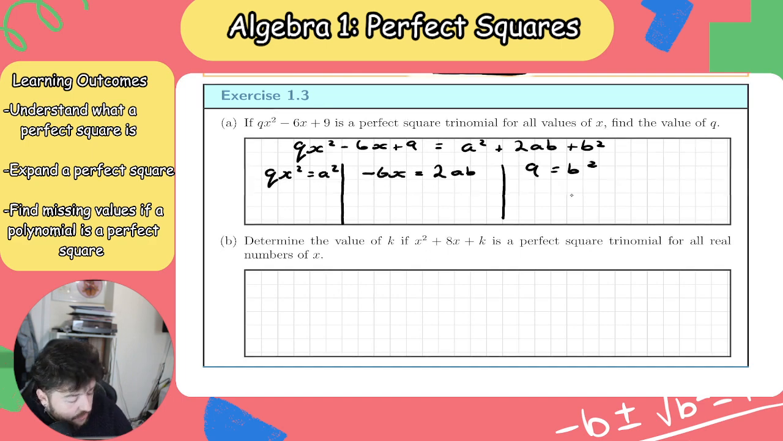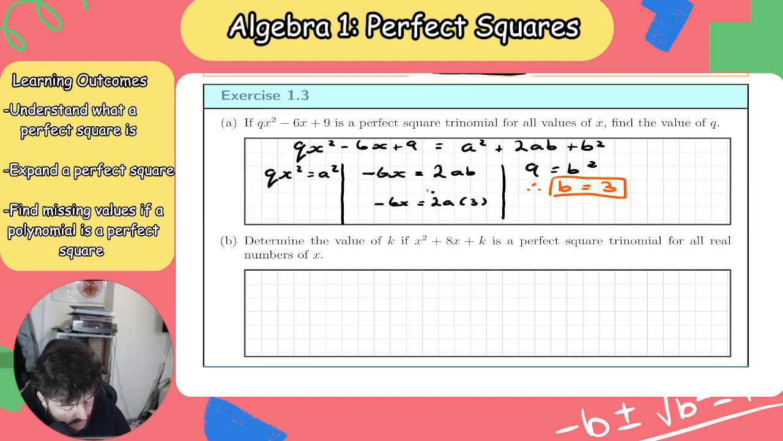If I'm looking at my 3 equations, I see, well, this is the easiest one to solve right here. 9 is equal to b squared. Ding, ding, ding. B is going to equal 3. And then I'm going to sub it in here. Minus 6x is equal to 2ab.